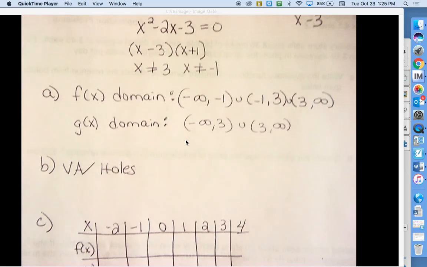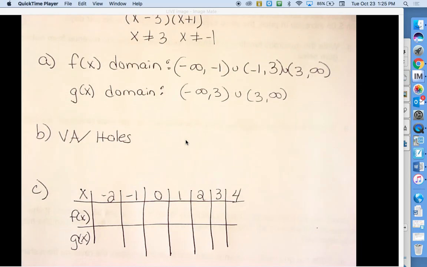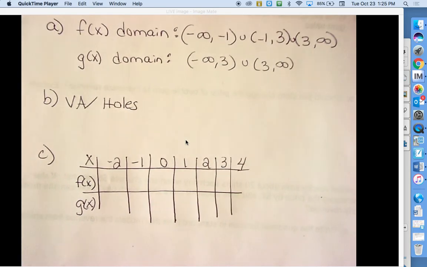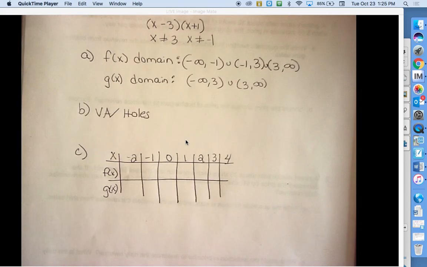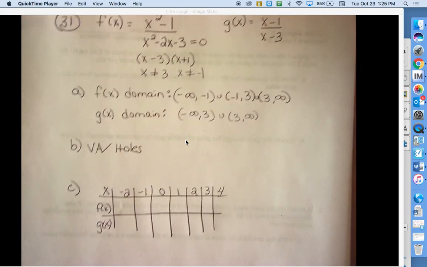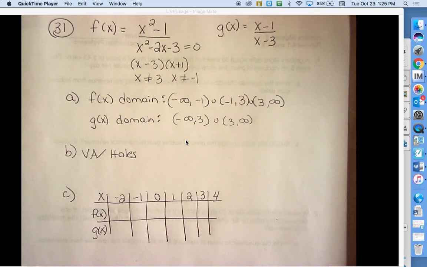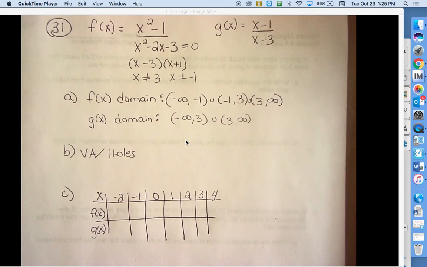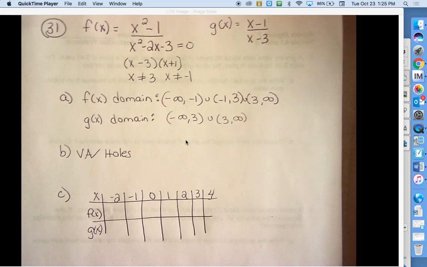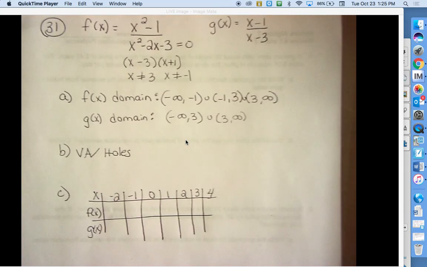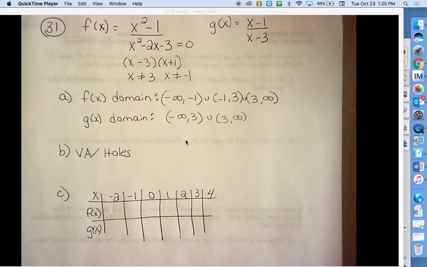And you were asked to make a table. And that table is just by using the two equations, plugging in values, creating numbers for negative 2, negative 1, 0, 1, 2, 3, and 4. Alice, do you have the f of x values for your table? Yeah, so I got negative 1. When you plugged in a negative 2? Yeah.